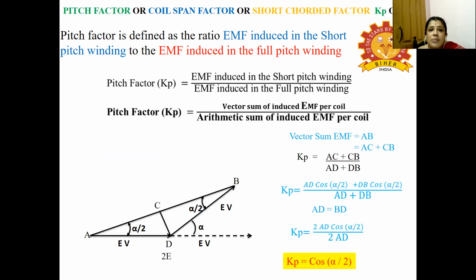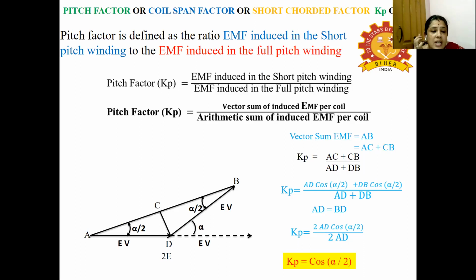Pitch factor or coil span factor or short chorded factor, it's Kp or Kc. Pitch factor is defined as the ratio of EMF induced in the short pitch winding to the EMF induced in the full pitch winding. So pitch factor Kp is equal to the induced EMF in the short pitch winding to the induced EMF in the full pitch winding. So the vector sum of the induced EMF per coil divided by the arithmetic sum of the induced EMF per coil.